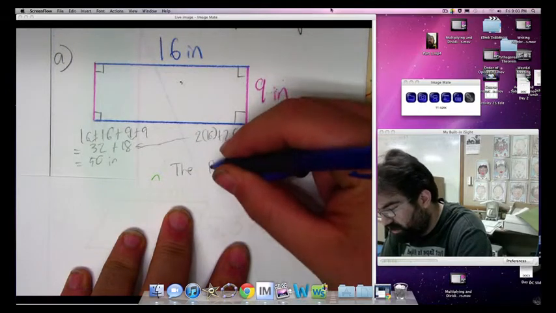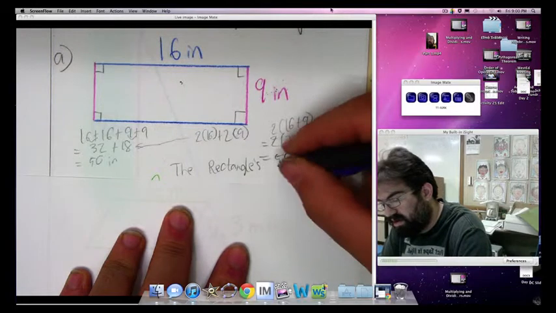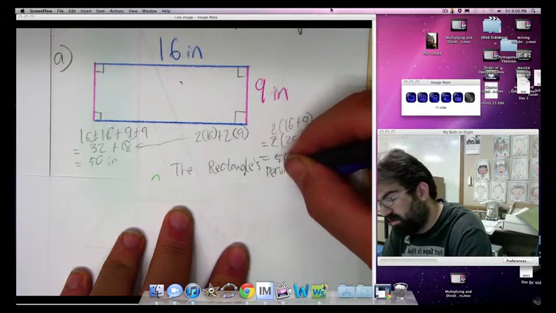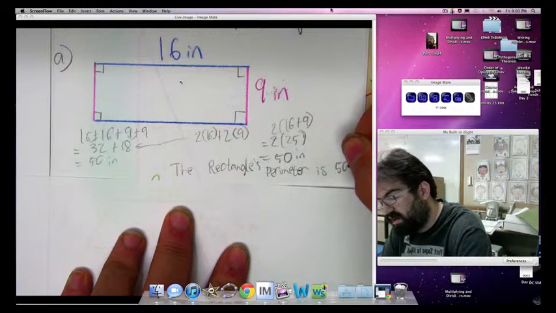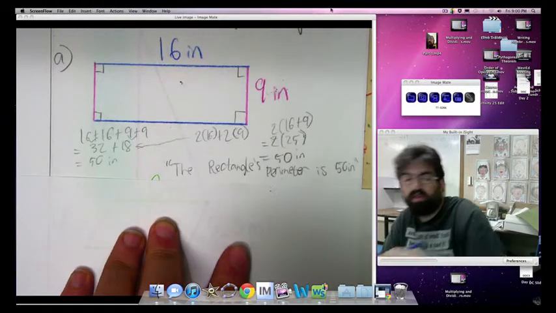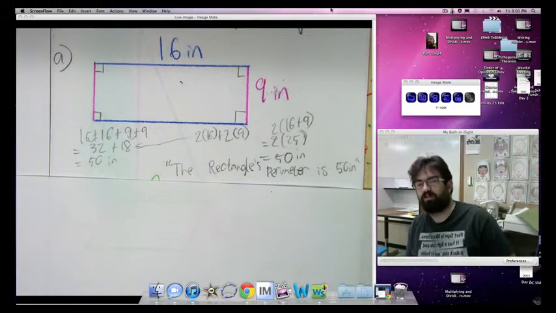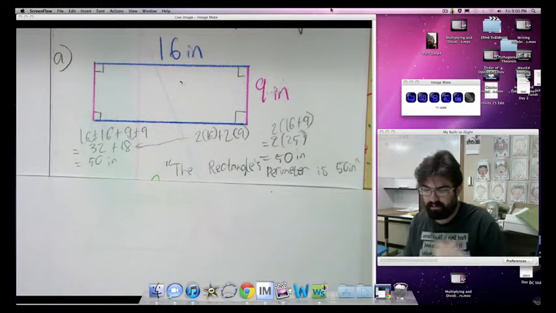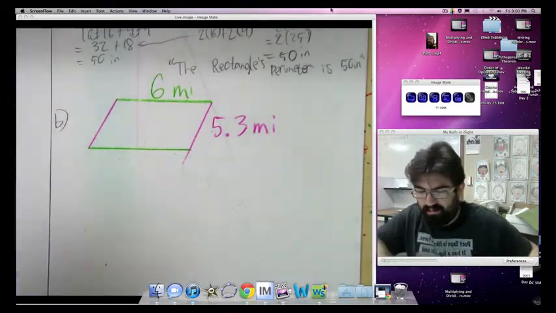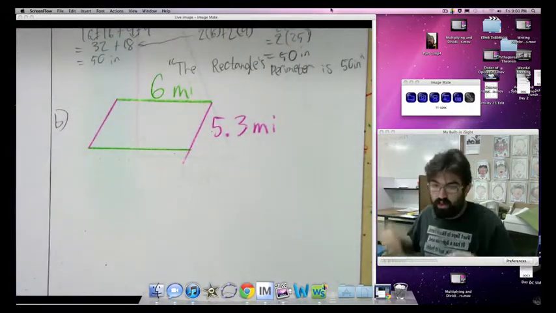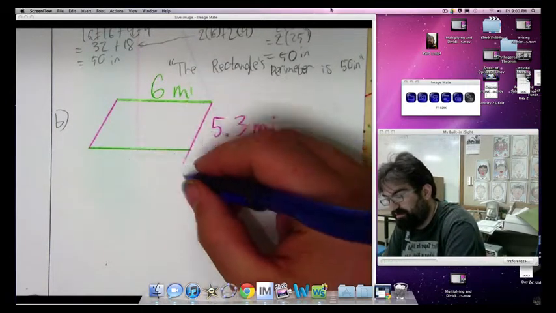The rectangle's perimeter is 50 inches. Right? It's a rectangle. Let's call it a rectangle. But the rectangle's perimeter is 50 inches. Okay. Another parallelogram. Cool. 2 different ways. Why not?